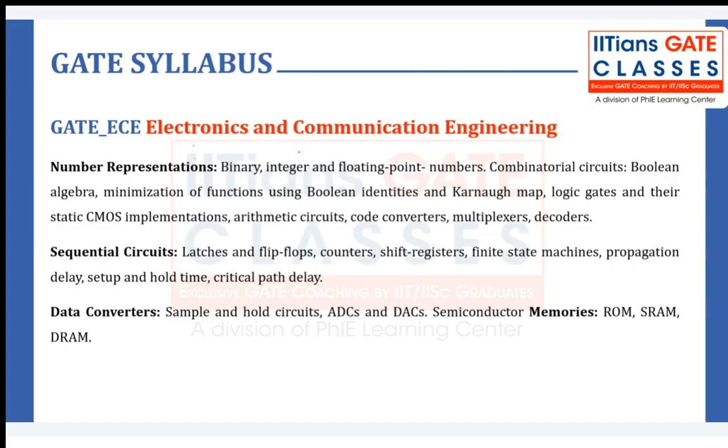If you are from the EC background, then the first topic is going to be your number system. In the number system, all these things we'll see: binary, integer, floating, and it's not limited. Syllabus is not limited here. Then we will see combinational logic circuits. In this one, it is saying Boolean algebra, minimization of function using Boolean identities, right? And K-map. But if you see, we will not learn this topic, minimization of function in the combinational logic. We'll shift it to other topic so that we can learn it in a sequence order.